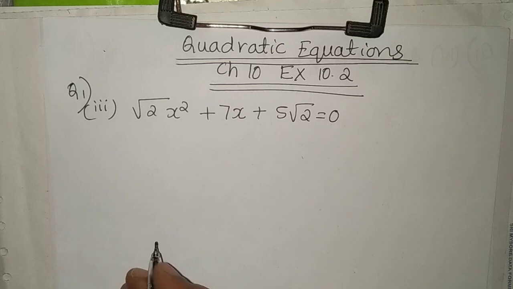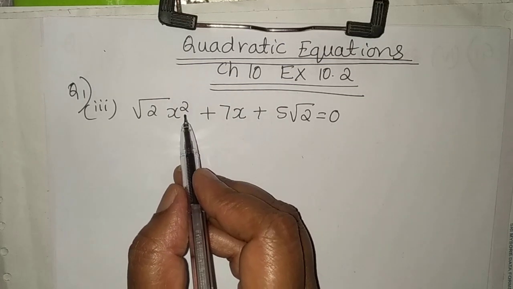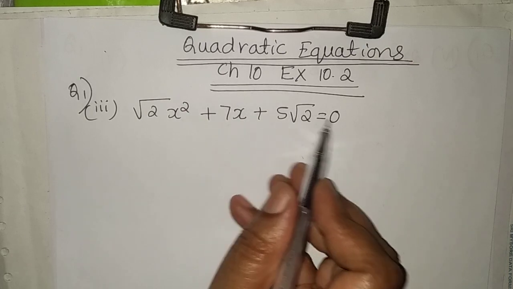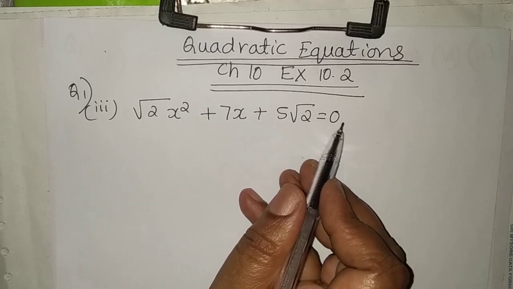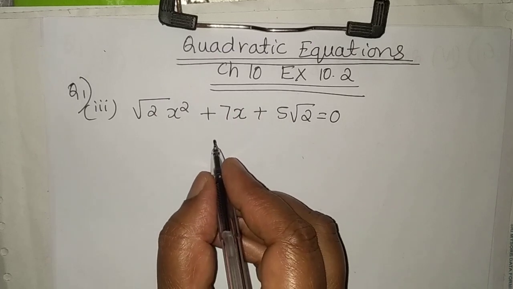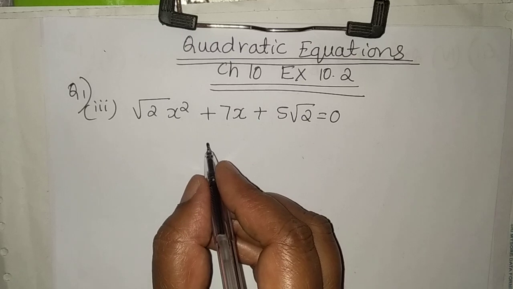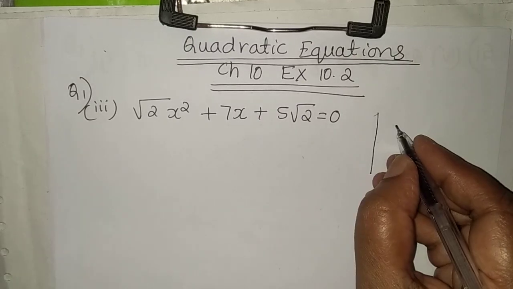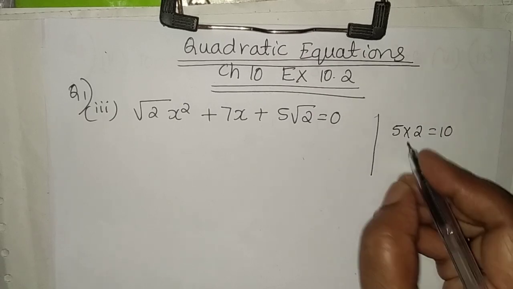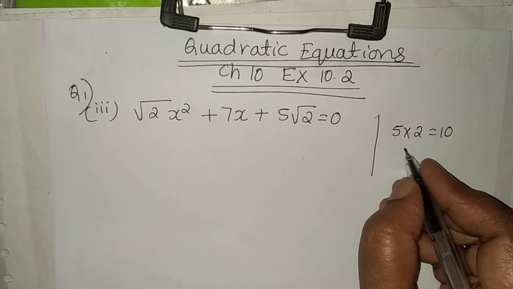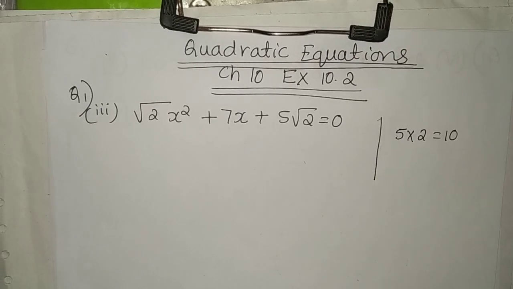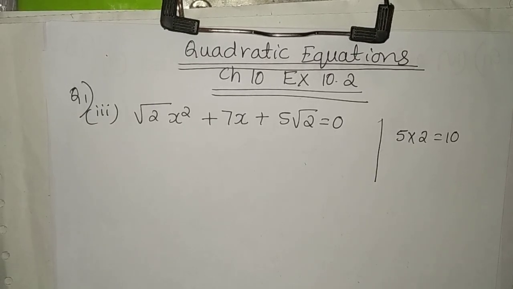The second problem given is root 2x square plus 7x plus 5 root 2 is equal to 0. Now we have to take here 5 into 2 is equal to 10, and 5 into 2 is equal to 10 and 5 plus 2.